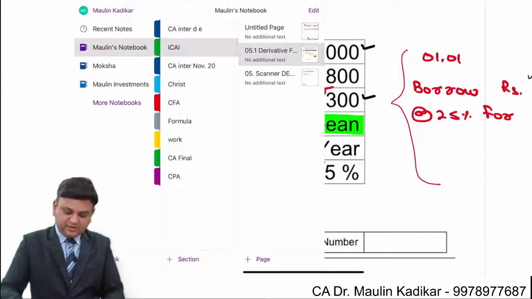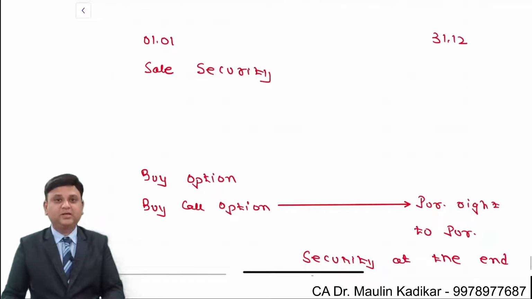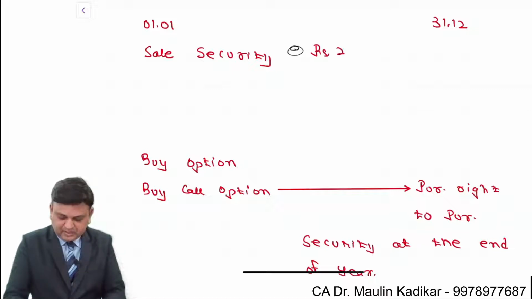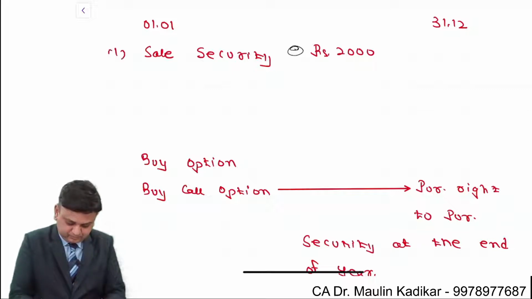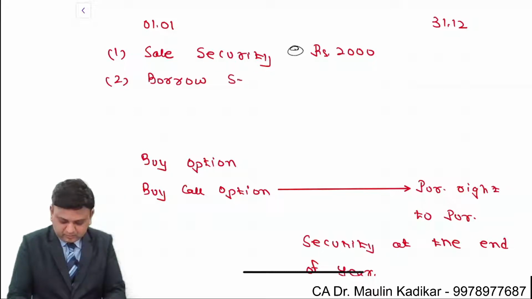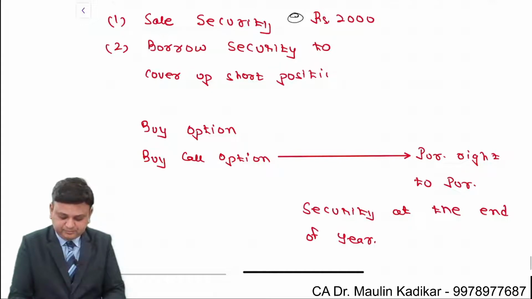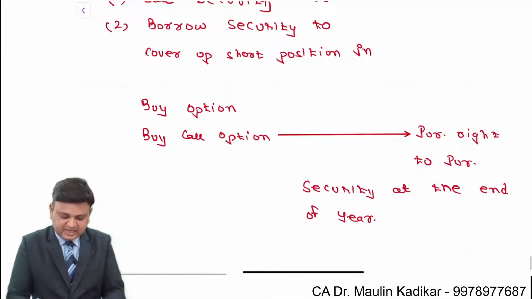So what happens? Let's say today we have to enter into the reverse transaction. What? Sell security at the rate of rupees 2000. That is the spot price. Second, borrow security to cover up short position in cash market.